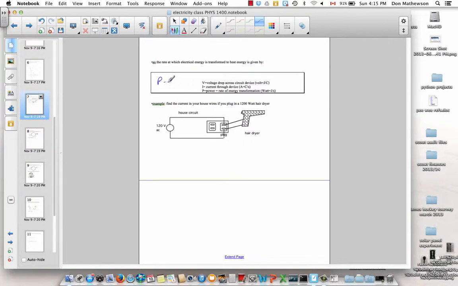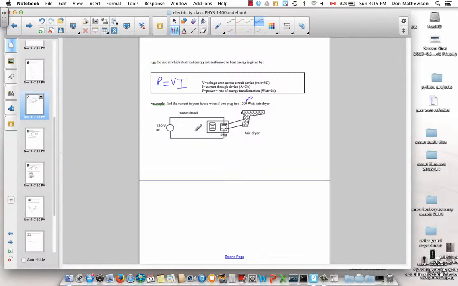So to summarize then, electric power is the product of voltage and current. Now typically, household appliances will have power ratings in watts. So a typical rating for a hairdryer might be 1200 watts. As well, typically in the household, the voltage is 120.